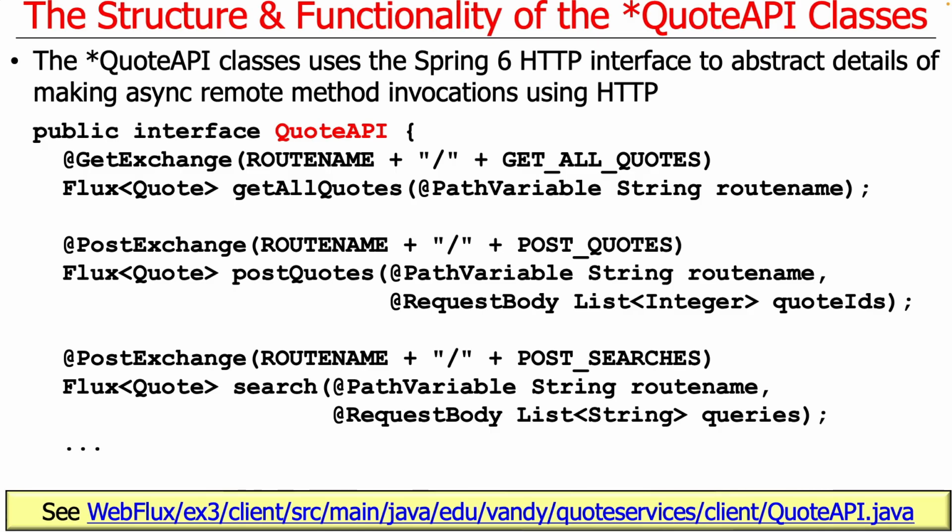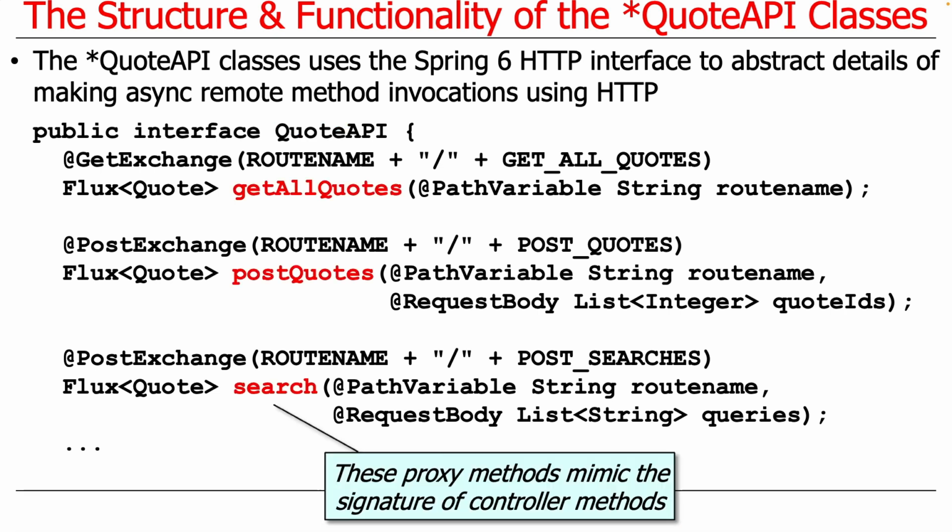So let's talk about QuoteAPI. And this is the Spring 6 and beyond means that abstracts away all the details of making remote method invocations using HTTP. This is really cool. So QuoteAPI, we've got these various proxy methods, get all quotes, post quotes, search. I think there's searchEX as well.